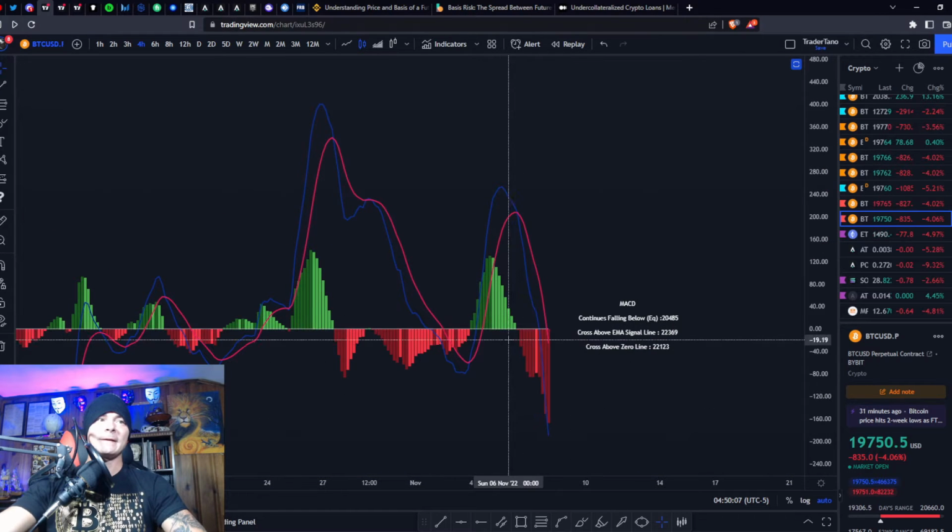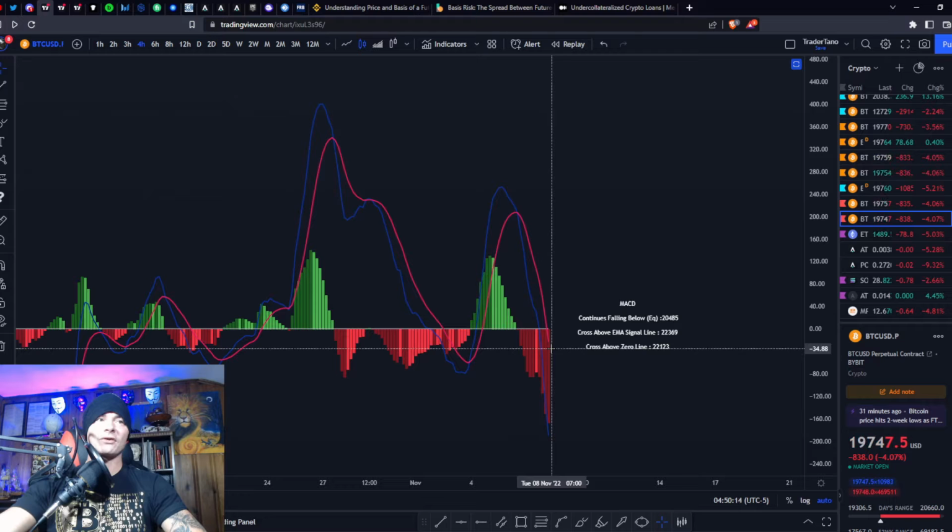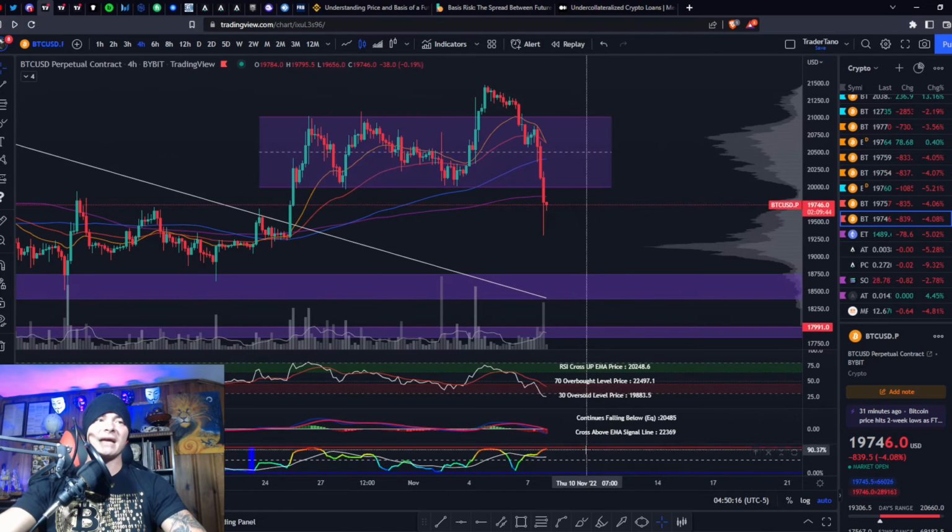Right now, negative momentum's increasing on the histogram. Not a good sign. MACD line and signal line have crossed the zero line. Another bad sign.